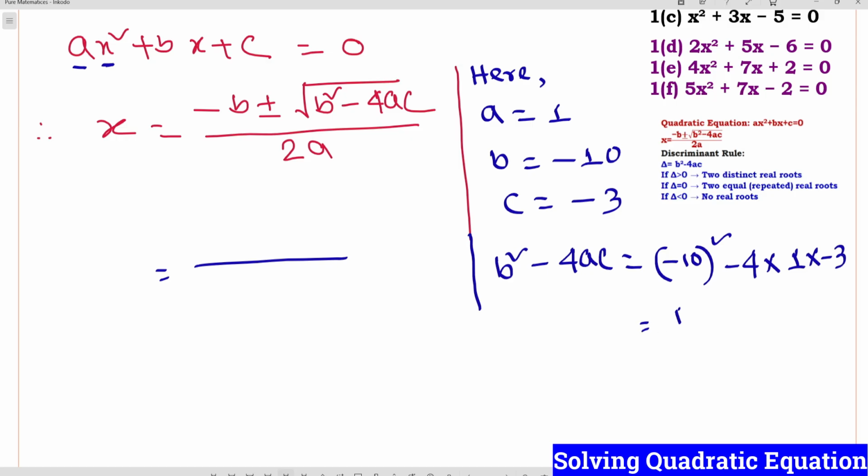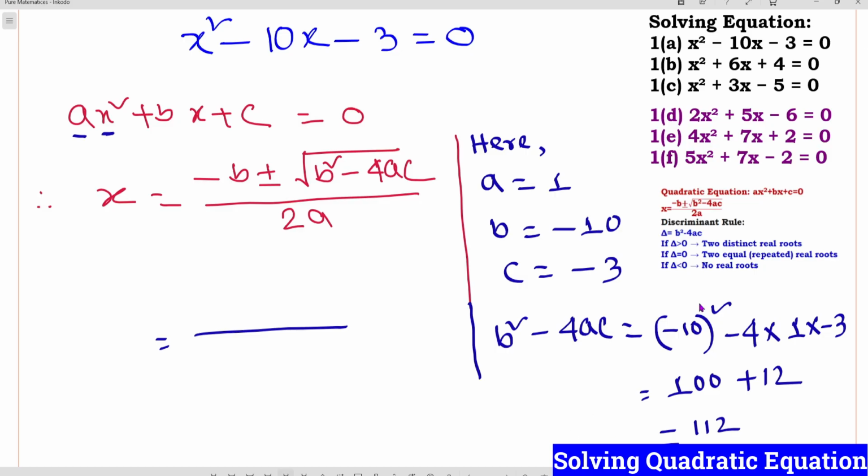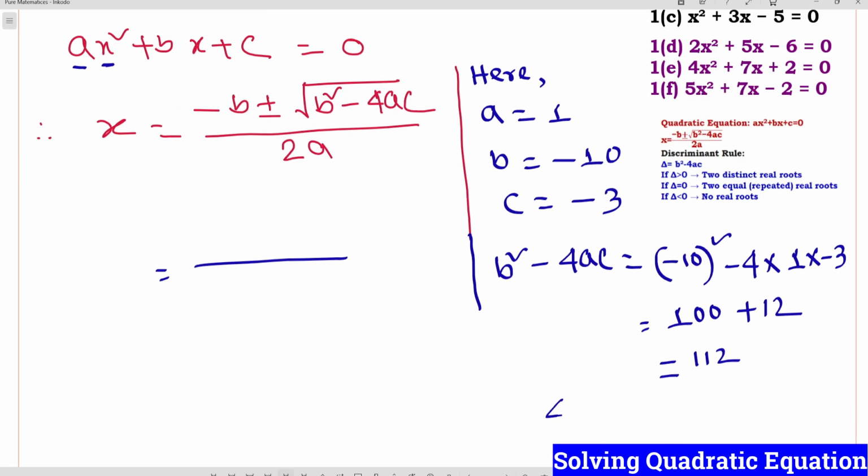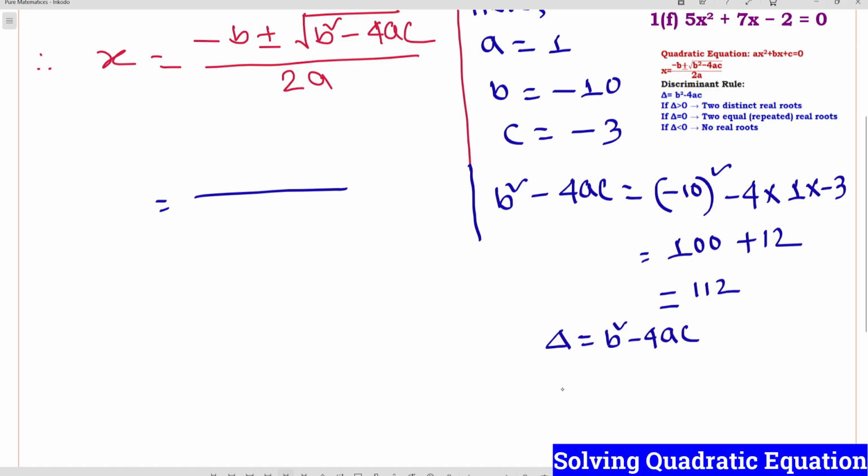So here is 100, and then minus and minus becomes plus, 4 times 3 is 12. So 112. What does 112 mean? It means b square minus 4ac, the discriminant, is greater than 0. So in this case we will get two distinct real roots.